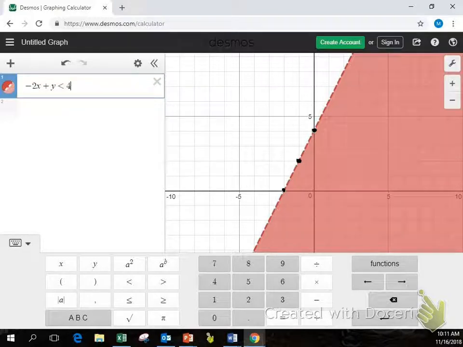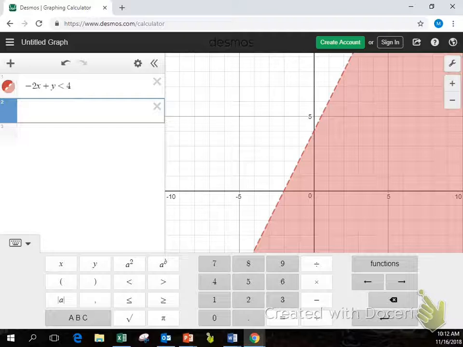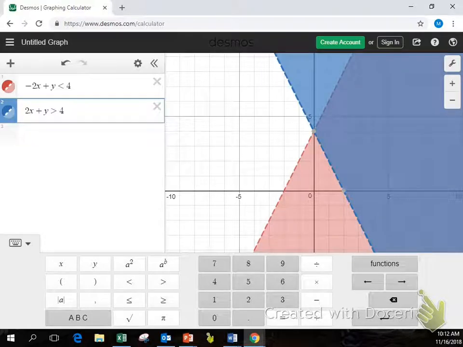All right? So for the second equation, we're going to plug in 2x plus y is greater than 4. All right, so there's our blue line. And again, let's find some points. We've got this point again at 0, 4 that we can use.